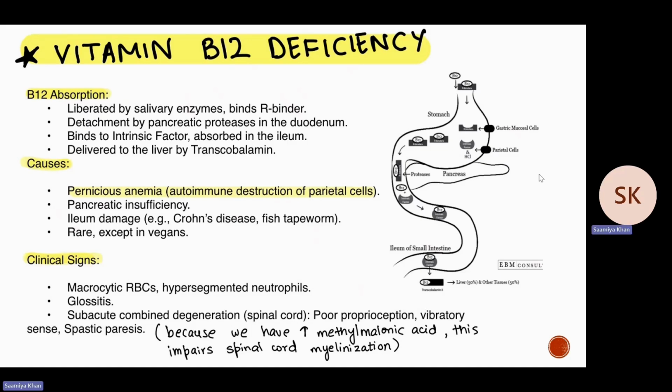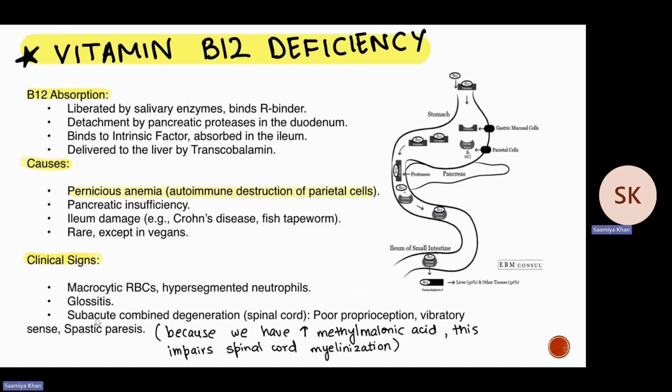Now, the causes of B12 deficiency are pernicious anemia, which is the most common, the autoimmune destruction of the parietal cells that leads to intrinsic factor deficiency. So, vitamin B12 does not get absorbed. Then, pancreatic insufficiency, damage to the terminal ileum, for example in Crohn's disease or fish tapeworm, or dietary deficiency, which is really rare except in vegans. Clinical signs are going to be similar to folate deficiency, which is macrocytic RBCs and hypersegmented neutrophils. We would see glossitis on the patient as well.